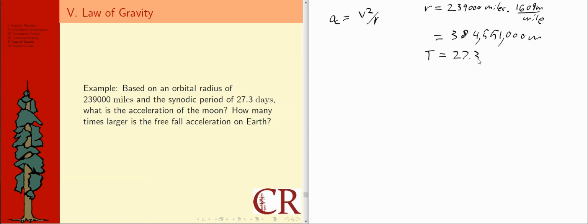That's 27.3 days, but recognizing that there are 24 hours in a day and 3,600 seconds in an hour, I can go through these conversion calculations. In other words, enter 27.3 times 24 times 3,600, and the calculator gives me 2,358,720 seconds. Okay, we got some pretty big numbers there.